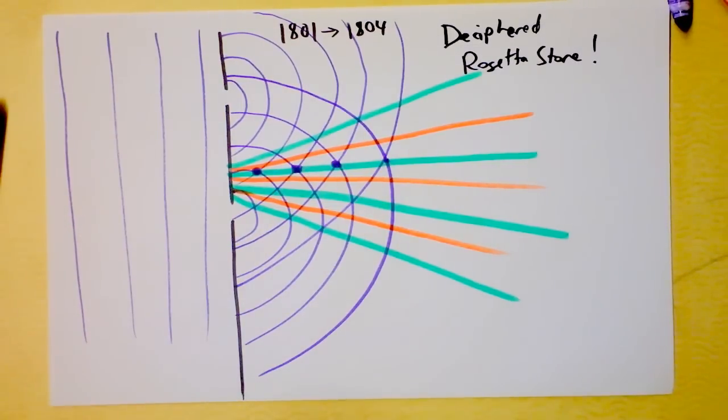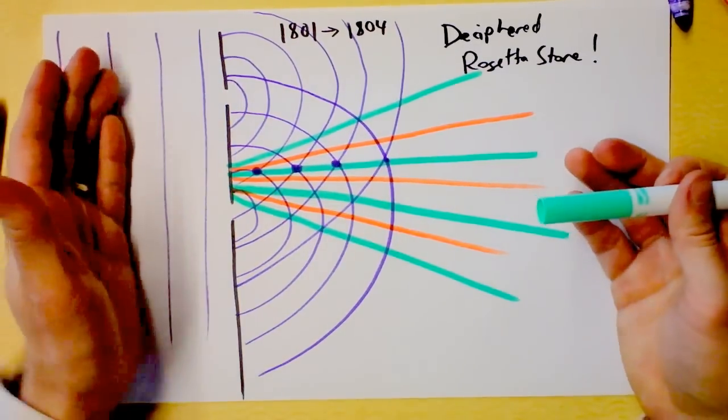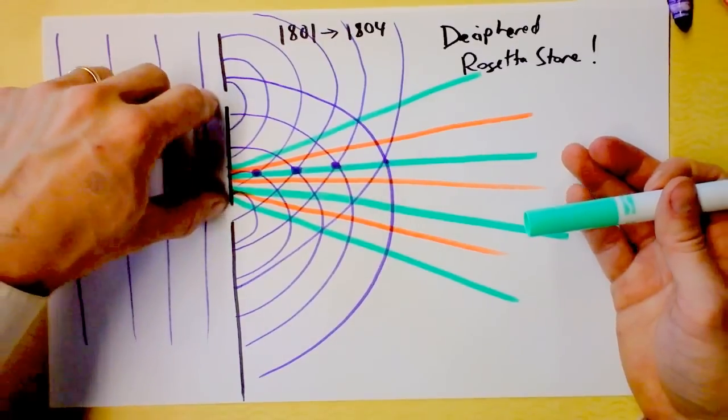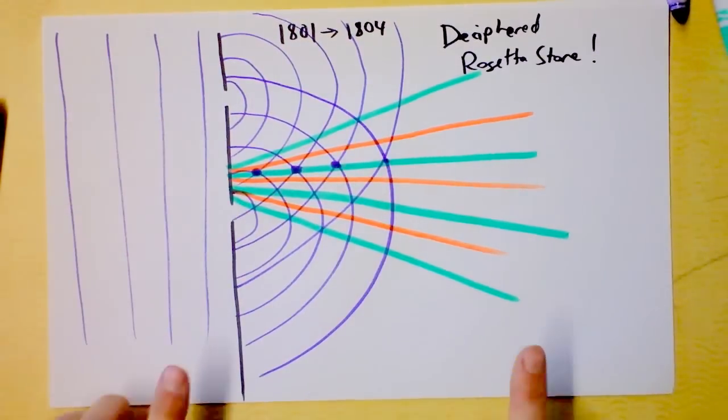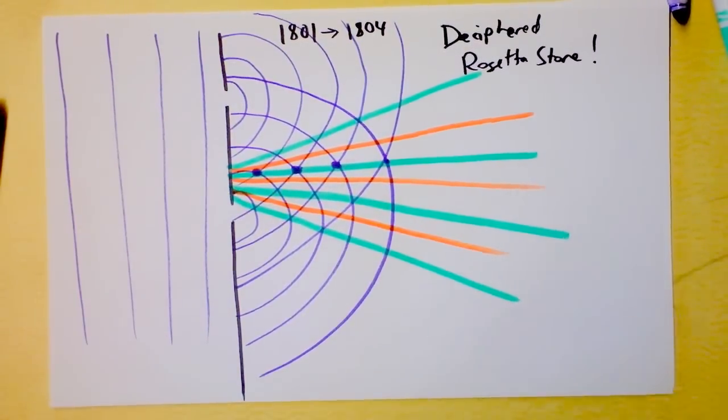Wow! So waves can interfere with themselves if you let them go through two slits. We'll do Young's double slit diffraction experiment in the next video. You'll have to wait for that.